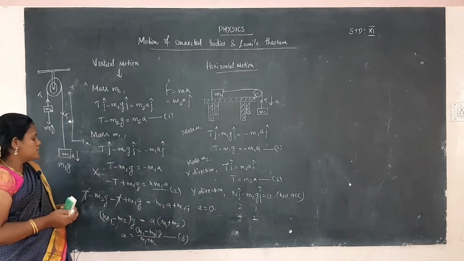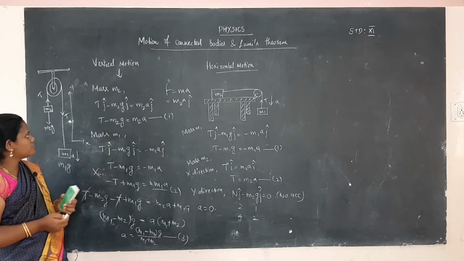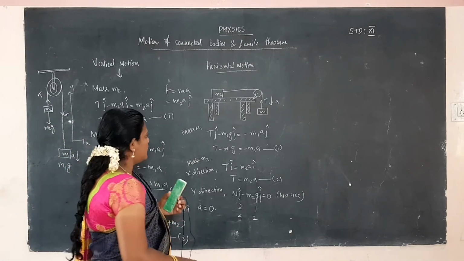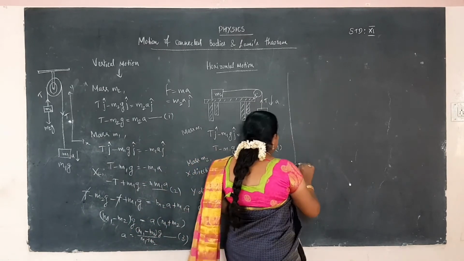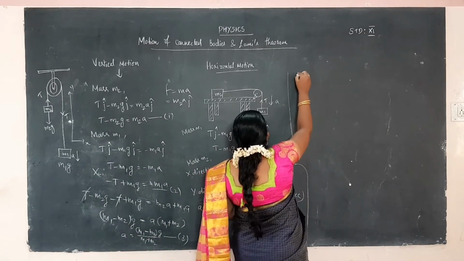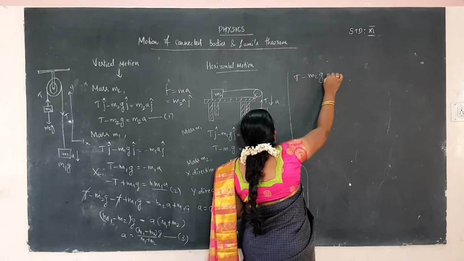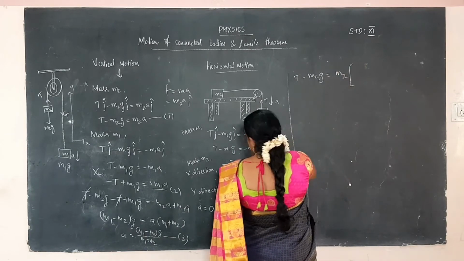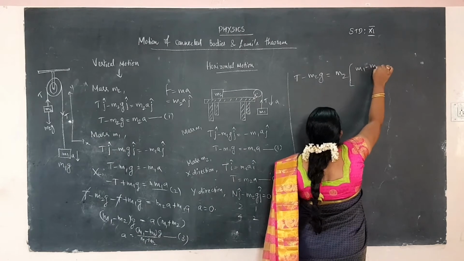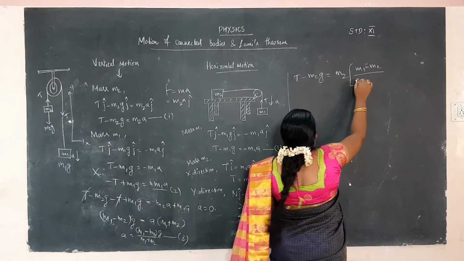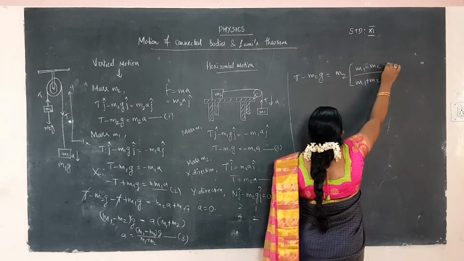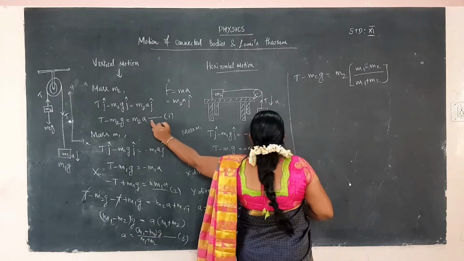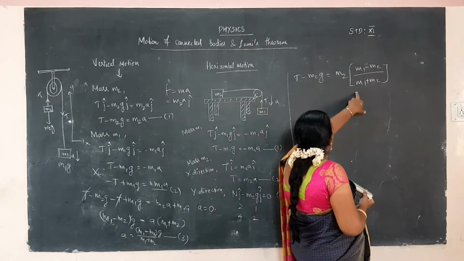Okay? And then substitute equation 3 in equation 1. We have to substitute equation 3 in equation 1. What is equation 1? T minus m2g is equal to m2 into, what is the a value? The a value is m1 minus m2 by m1 plus m2. Okay, T minus m2g is equal to m2a, with a as m1 minus m2 by m1 plus m2.